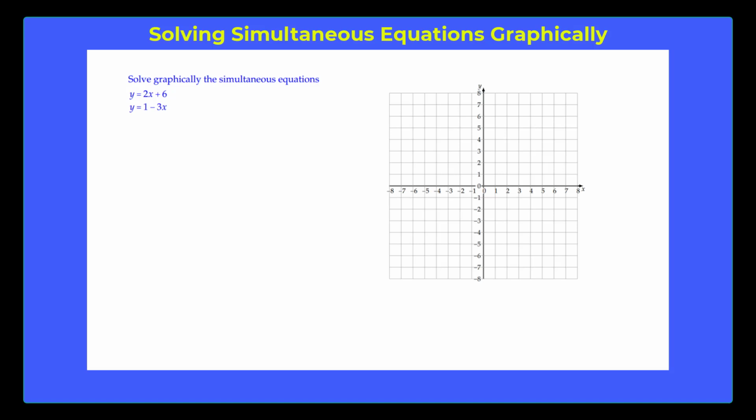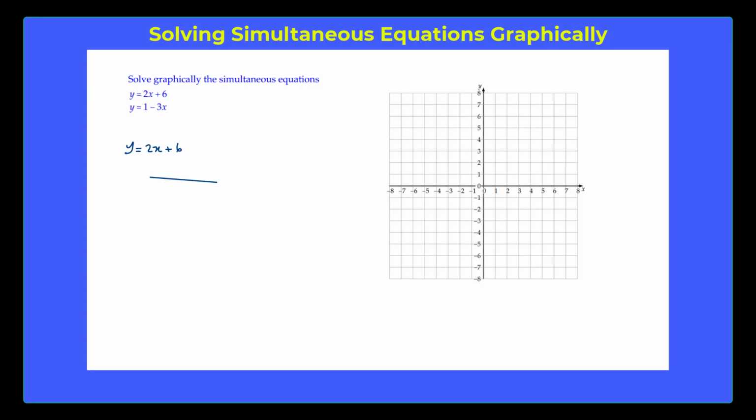So in this video, we're going to be looking at how we solve simultaneous equations graphically. Now, it's pretty straightforward, pretty obvious what we're going to do. We're going to draw straight lines, and then we're going to find where the point of intersection is going to be. So when we look at this example here, we've got two equations, y equals 2x plus 6 and y equals 1 minus 3x. I'm going to start by drawing the first line, y equals 2x plus 6.